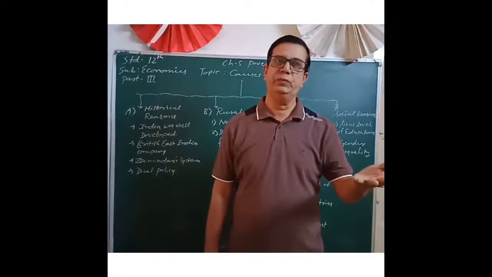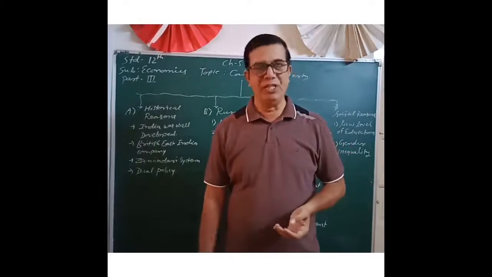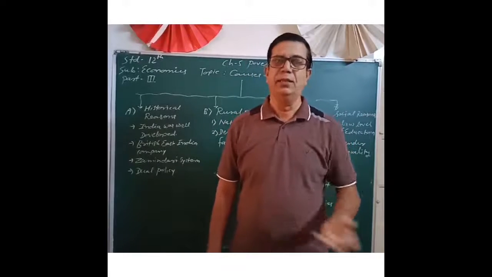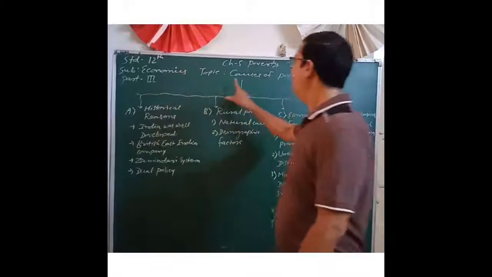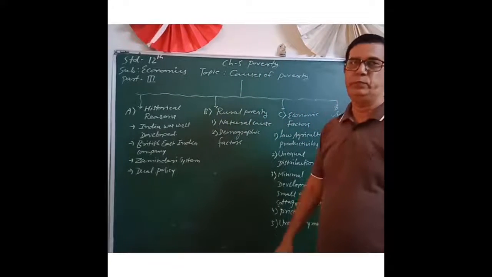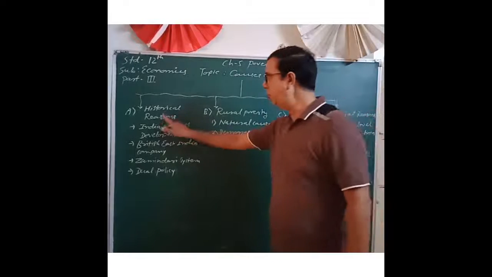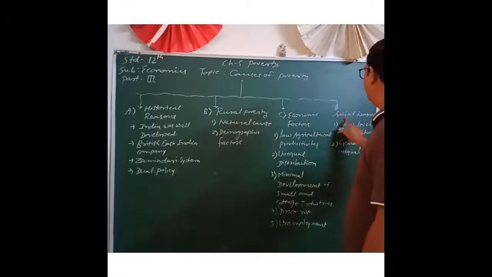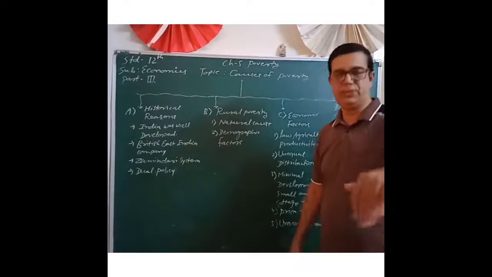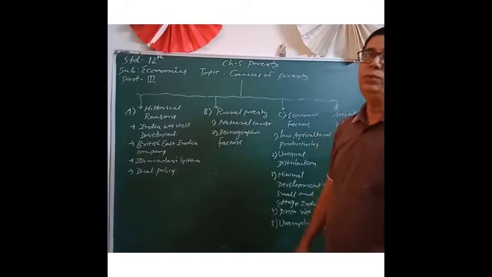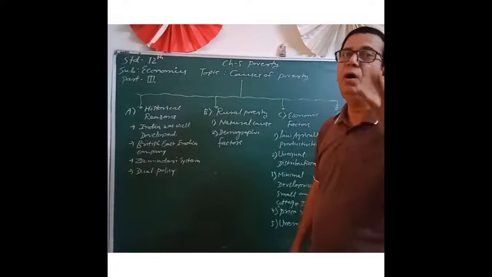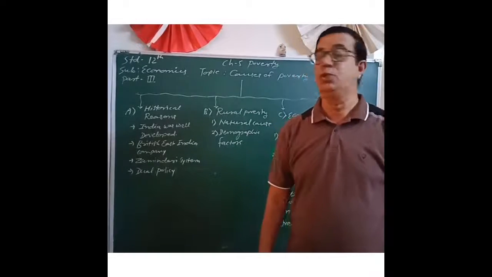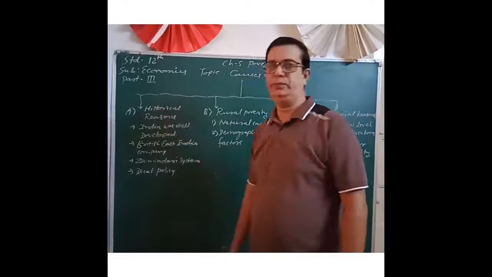In the last video, types of poverty and indicators of poverty were explained. Now today, our topic is causes of poverty. So here: historical reasons, rural poverty, economic factors, social reasons and others. Now we see one by one why poverty is there in India. So the first one is the historical reason.